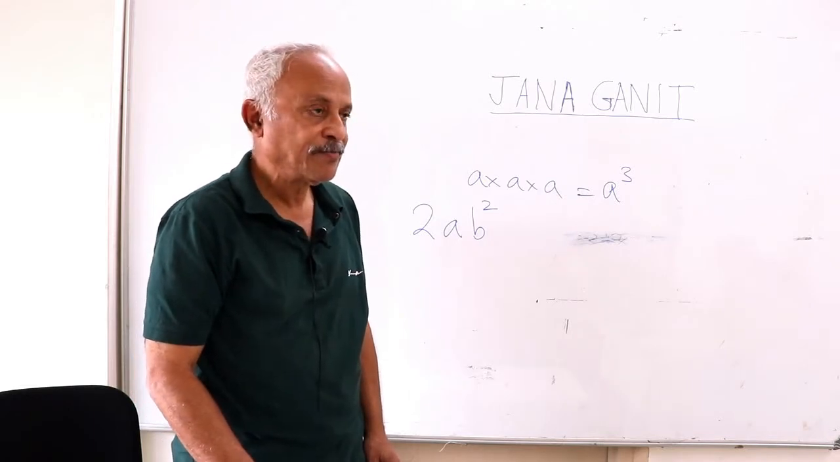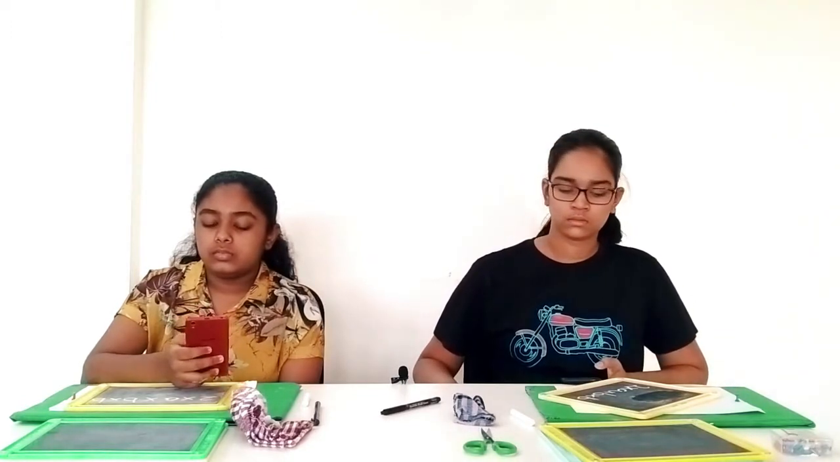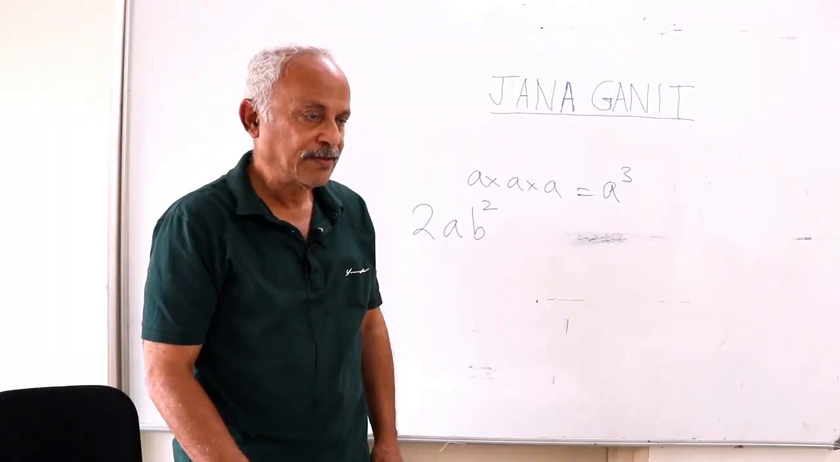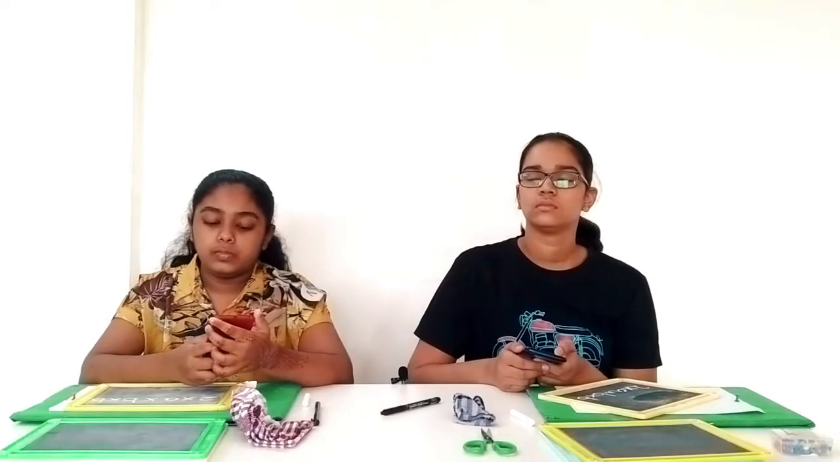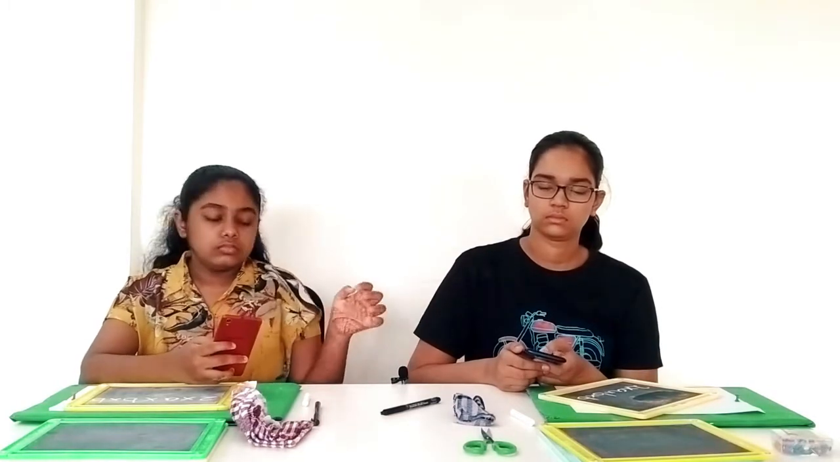What answer did you get? Gyanjyoti? You have it there on your slate. A is 3 and B is 4. So what is 2AB squared? 48. 48.